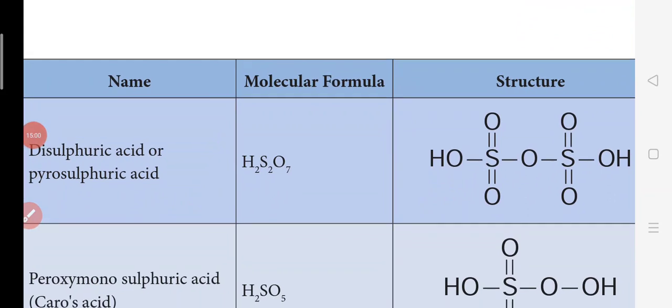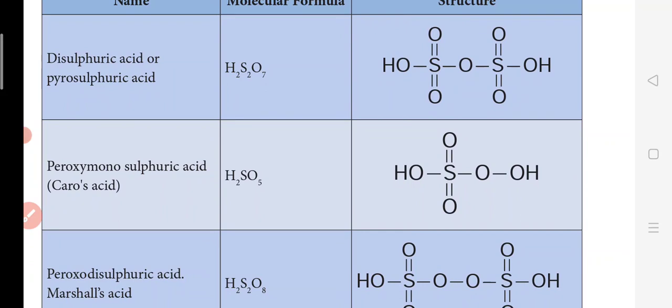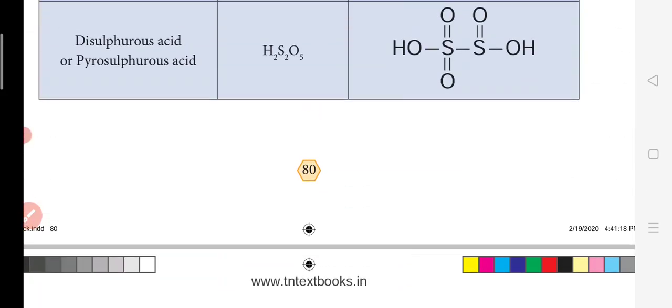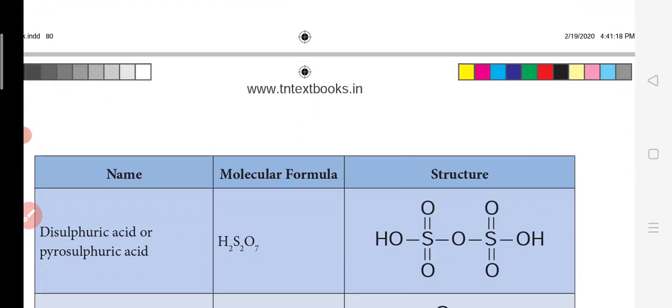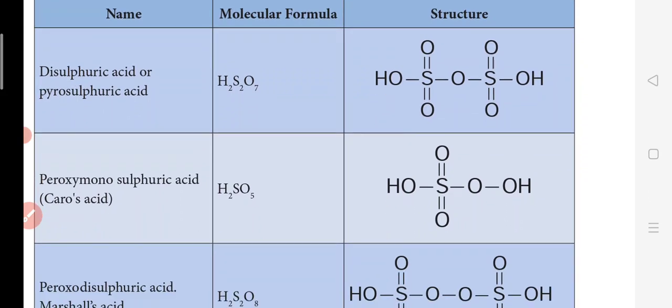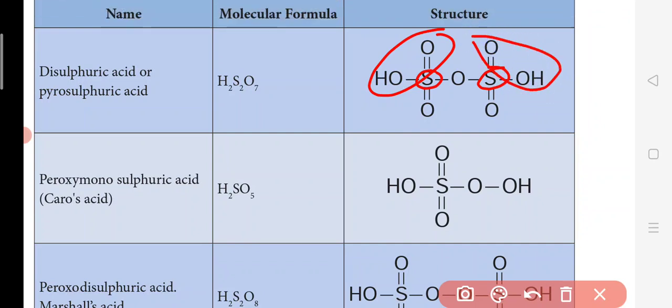Next is pyrosulfuric acid or disulfuric acid. Pyrosulfuric means you have to add two extra oxygens from pyrosulfurous acid. So sulfurous and sulfuric differ by two oxygens. So S2 means again you will put S2 here. Here you have to be very careful. You put two sulfurs, and here double bond O, OH, double bond O, OH is done.